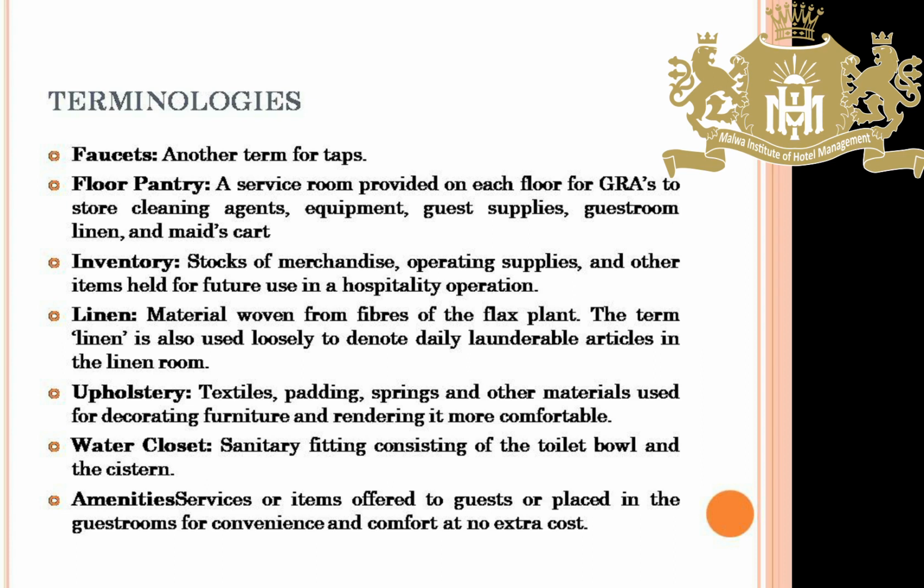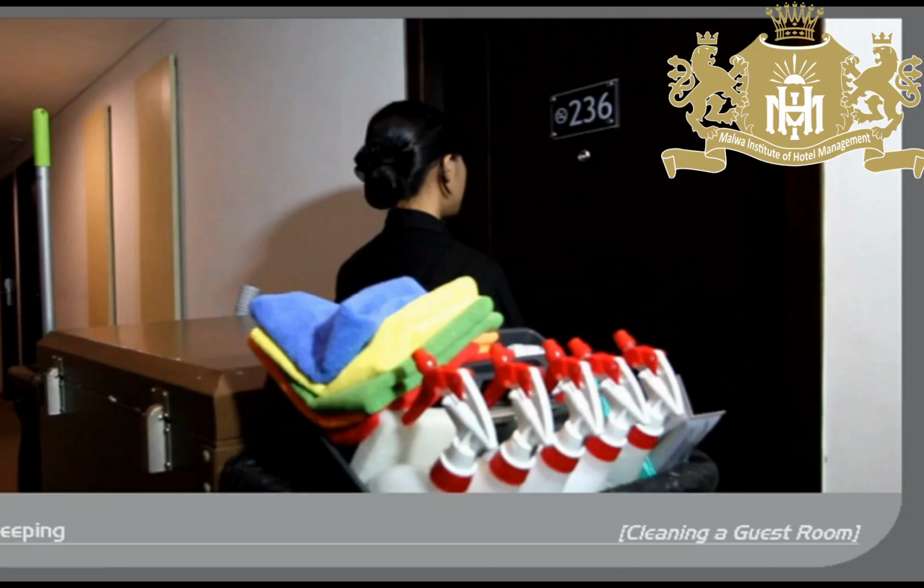The term linen is also used loosely to denote daily launderable articles in the linen room. Upholstery: textiles, padding, springs and other materials used for decorating furniture and rendering it more comfortable. Water closet: sanitary fitting consisting of the toilet bowl and the cistern. Amenities: services or items offered to guests or placed in the guest rooms for convenience and comfort at no extra cost.